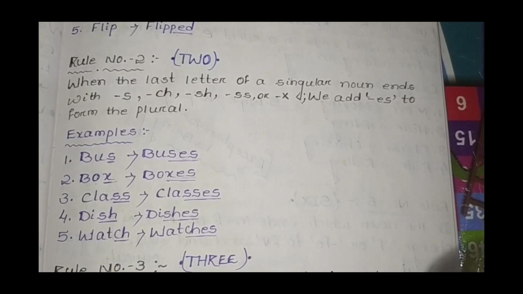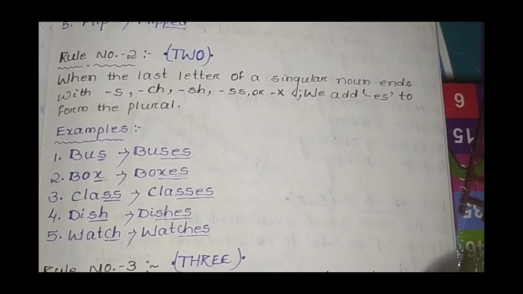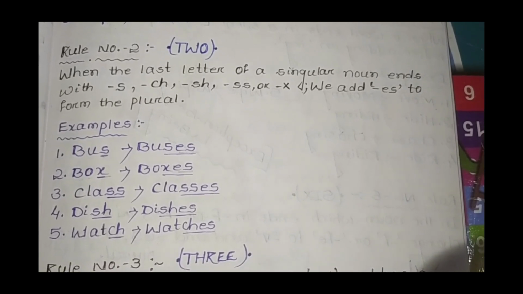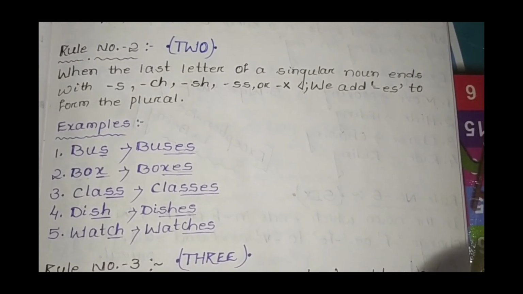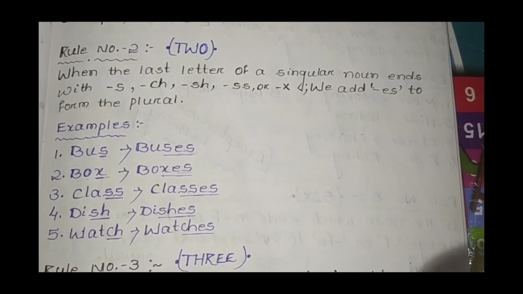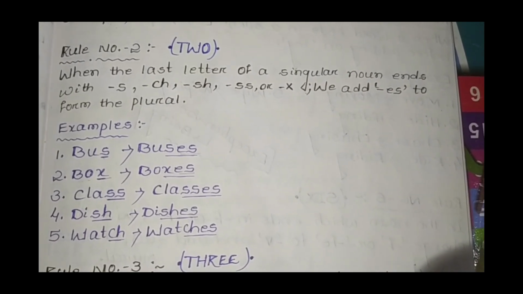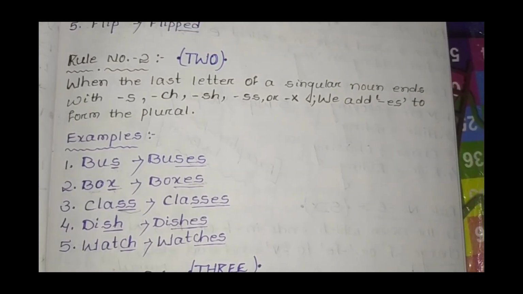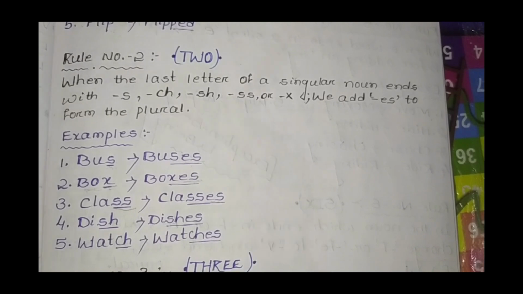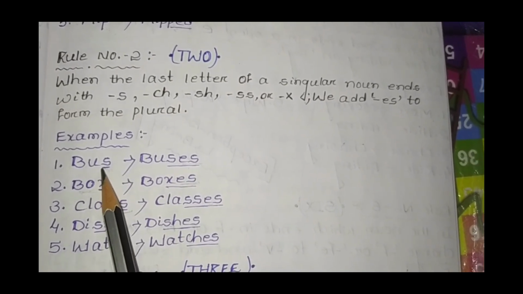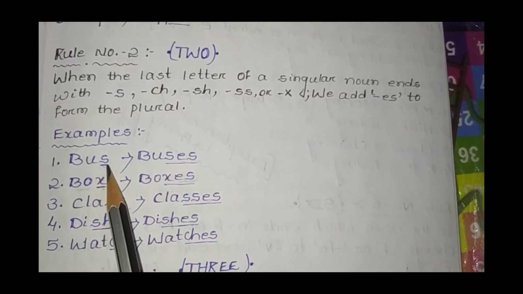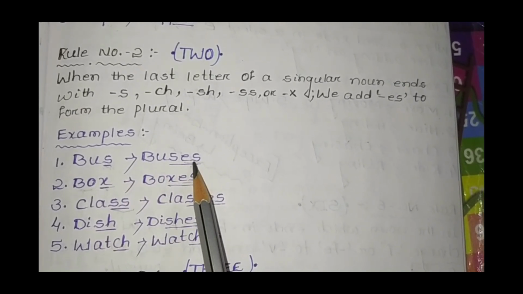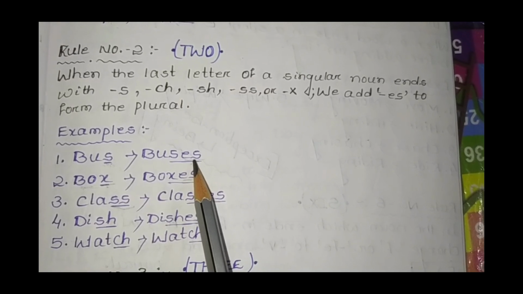Coming to rule number 2. You can see here, when the last letter of a singular noun ends with s, ch, sh, ss or x, we add es to form the plural. Look at these examples. See, bus. This is a singular noun. Bus ends with s. That is why we add es to convert it into plural form.